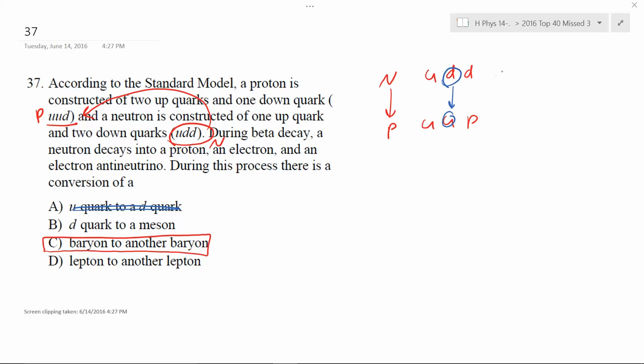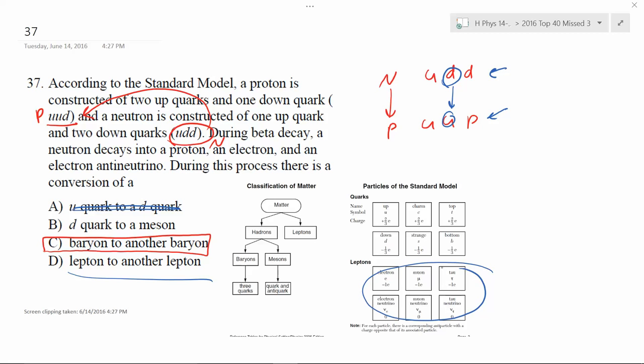But ultimately, this is a baryon. It's made of three quarks. And this is a baryon. It's made of three quarks. Unlike leptons, which, if you remember, are one of these six things. Everything else that's matter is made up of quarks and is either a baryon made of three quarks or a meson made of two quarks.